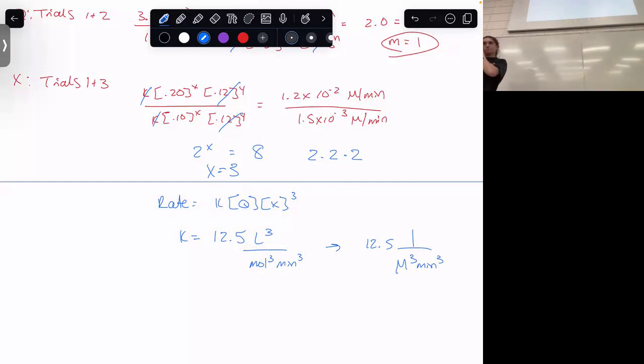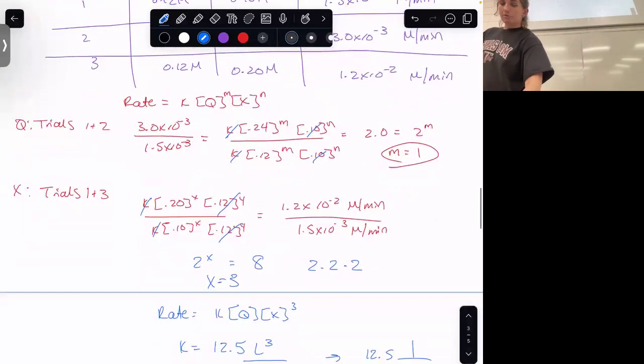It's 12.5 over 30 cubed. You just plug in the values you found. You can pick any experiment that you want. So you can pick experiment 3, say, and you would plug in 1.2 times 10 to the negative 2 for your rate. You would plug in 0.12 for your value of Q, and you would plug in 0.20 for your value of X.